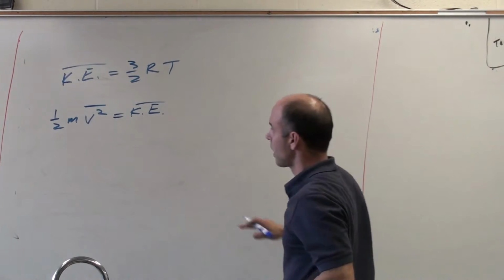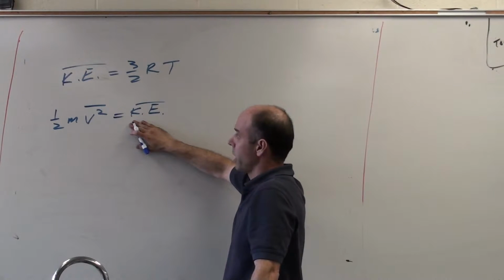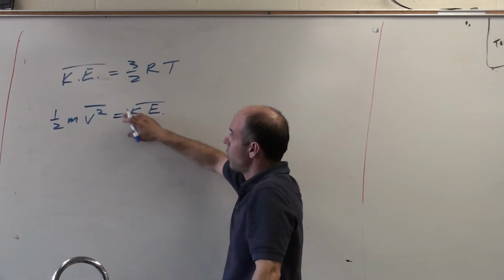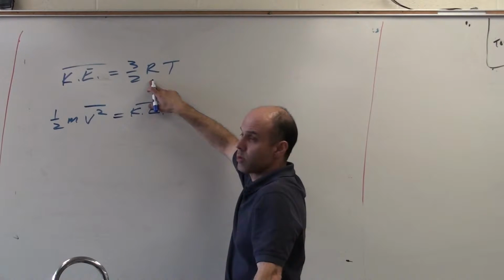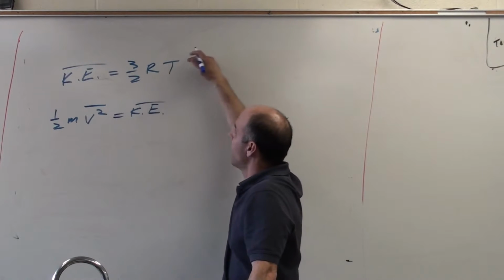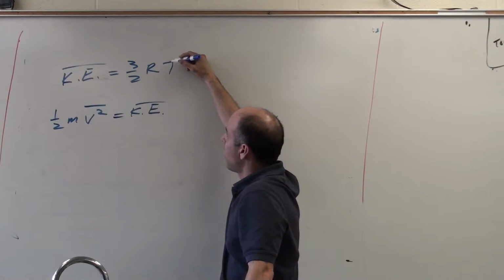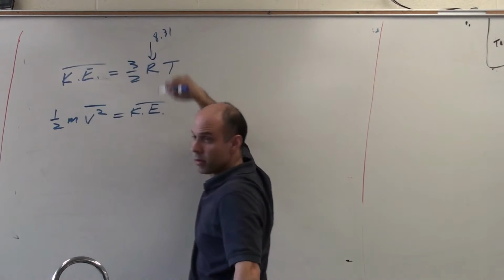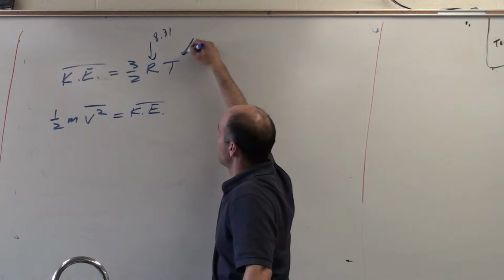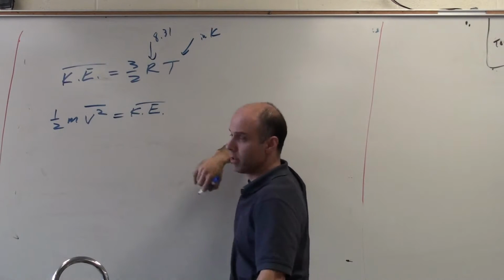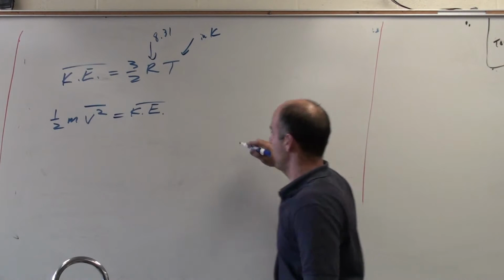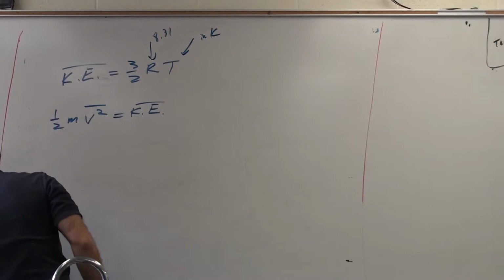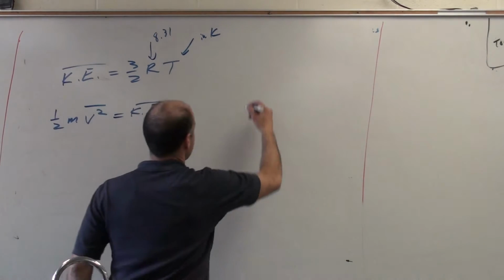This is the equation for kinetic energy. And when you look at this equation, kinetic energy is related to 3/2 RT. R is the universal gas constant, 8.31. T is temperature in Kelvin. So this doesn't hurt to remind you.